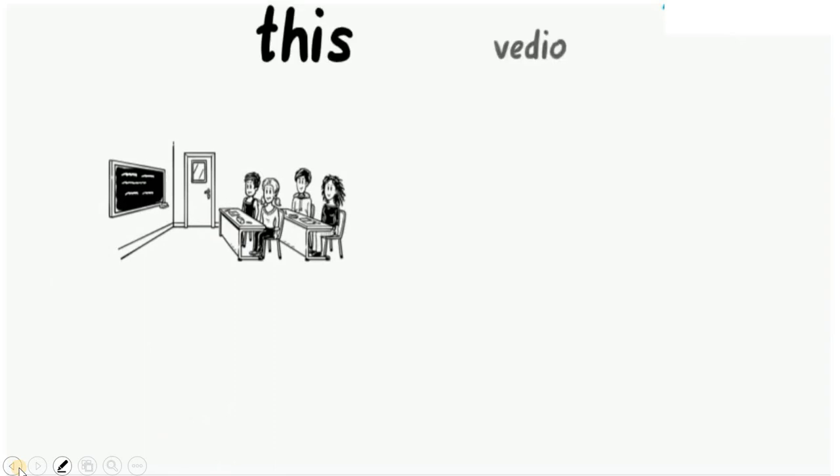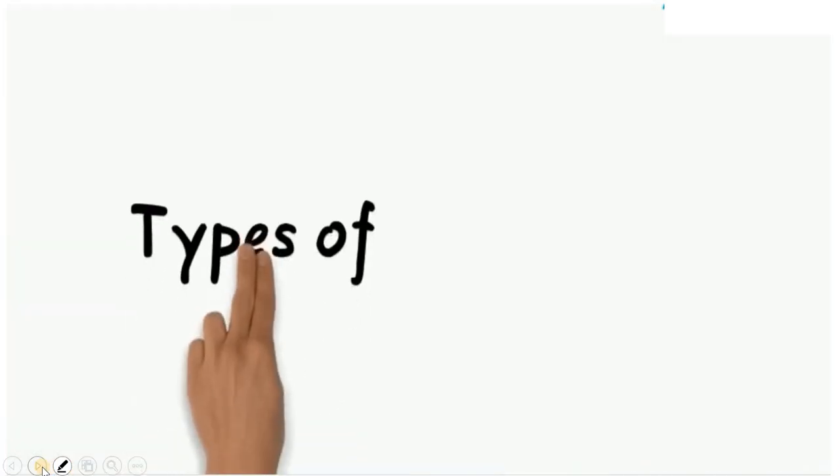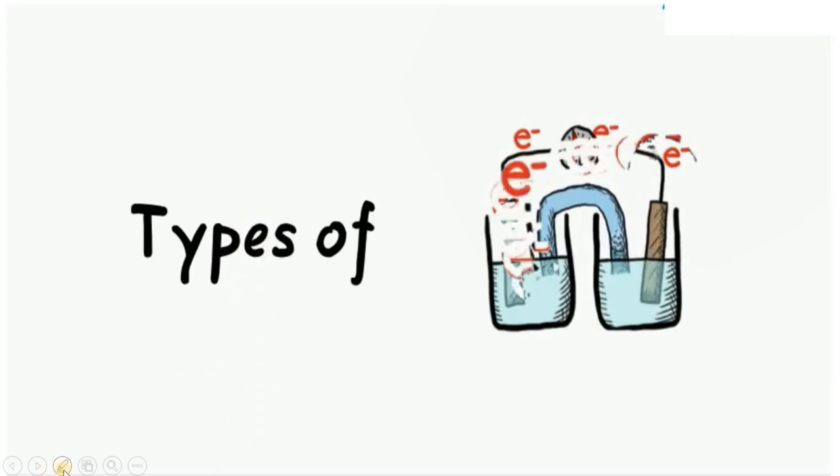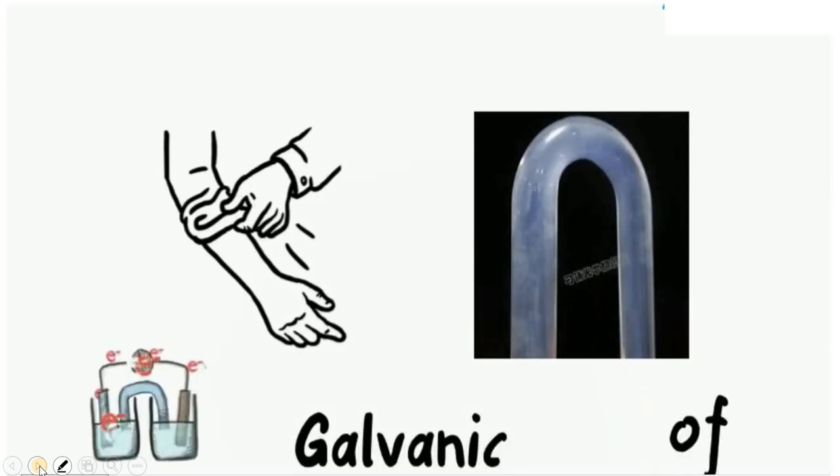Dear students, in this video you are watching types of electrochemical cell, how to prepare salt bridge and symbolic representation of galvanic cells.